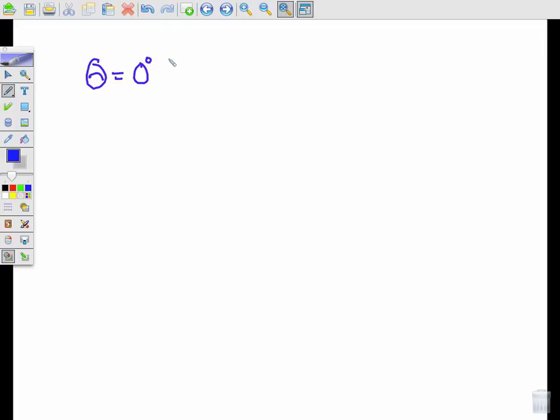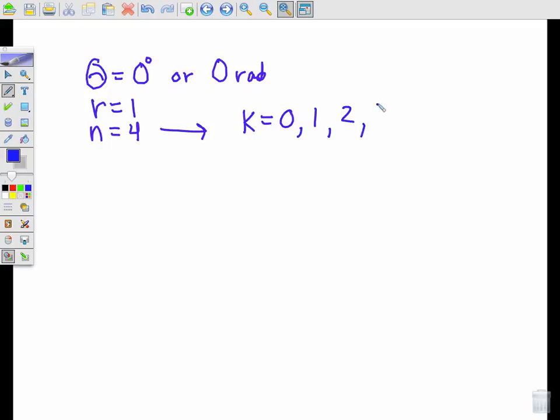Here's what I've got. My theta is 0 degrees, or 0 radians. We can use radians. My r is equal to 1, and n is equal to 4. So this concludes that my k's are going to be 0, 1, 2, and 3. So what I have to do is I have to do this problem 4 times when k is 0, 1, 2, and 3. So let's first do it when k is equal to 0.